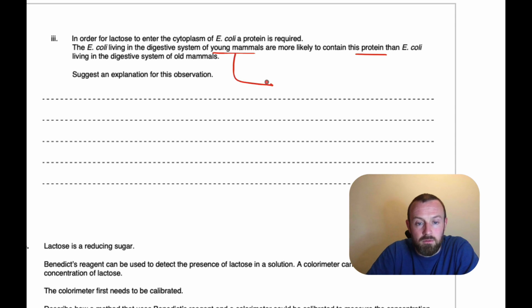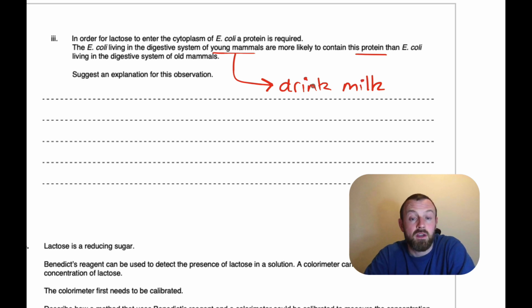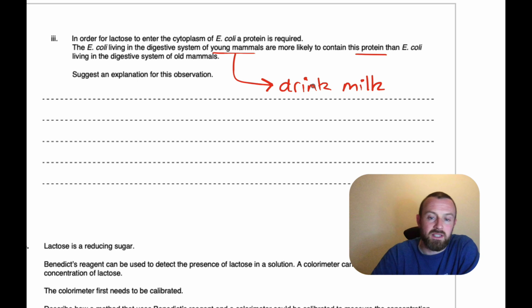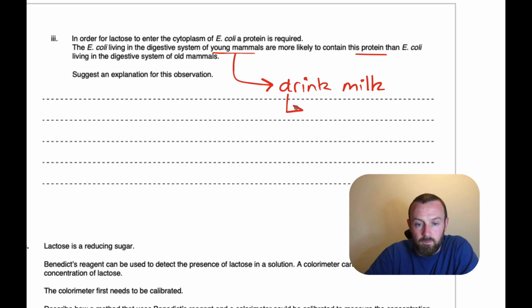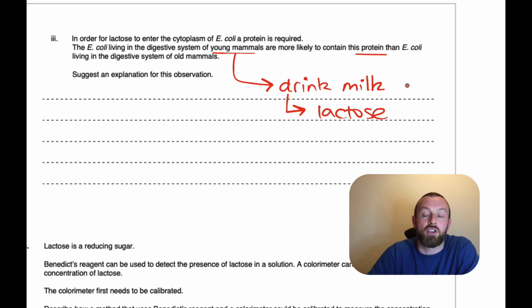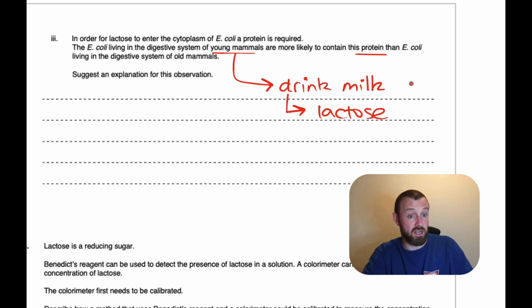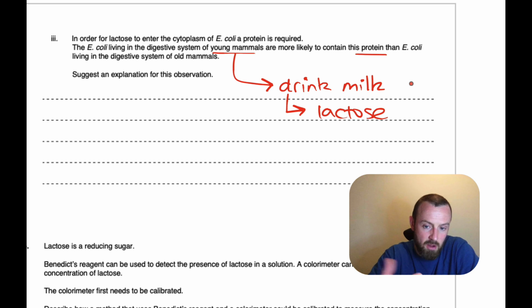Well, young mammals, what do mammals do? They produce milk. So young mammals drink milk. Talking about baby mammals, or recently weaned mammals that have recently been drinking a lot of milk. So milk contains lactose, and lactose can turn on a gene. So this is about control of gene expression. So I'm just going to quickly show you the animation about the Lac Operon, if you didn't realise this or if you've forgotten it, and then we'll go back to the mark scheme.